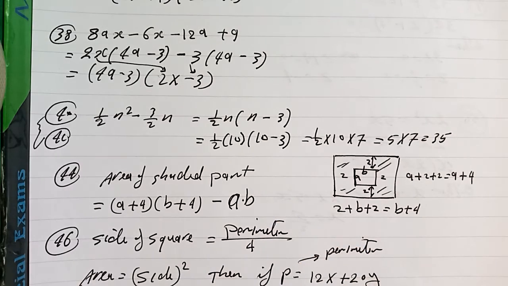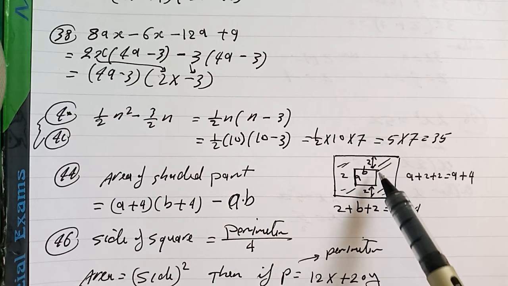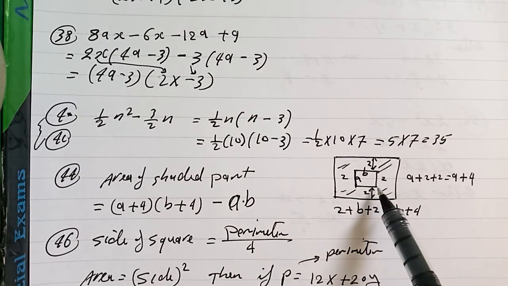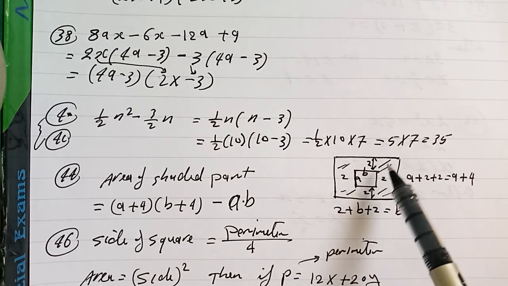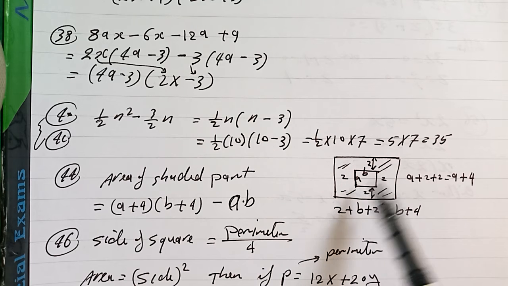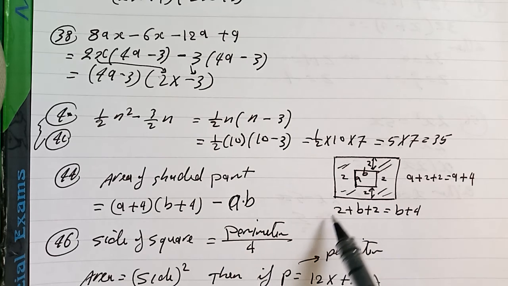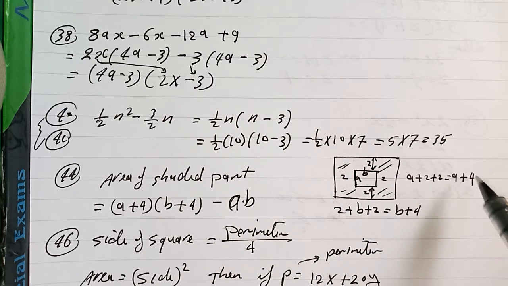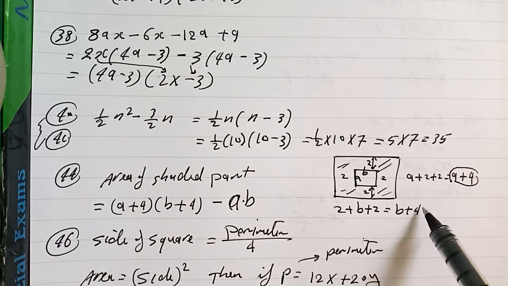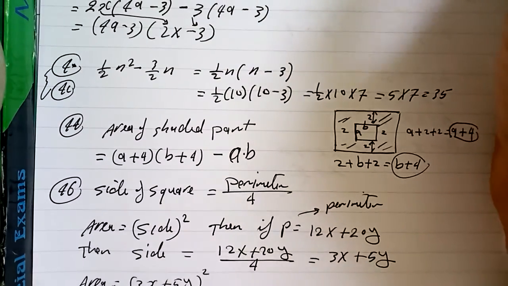Number 44, find the area of the shaded part. You have 2 rectangles, one inside the other. The small one has 2 sides, A and B, and the big one, the A increased by 4, 2 up and 2 down, and the widths increased also by 2 right and 2 left. So that means that the big rectangle has dimensions A plus 4 and B plus 4, and the small one has dimensions A and B. Find the area of the shaded part.